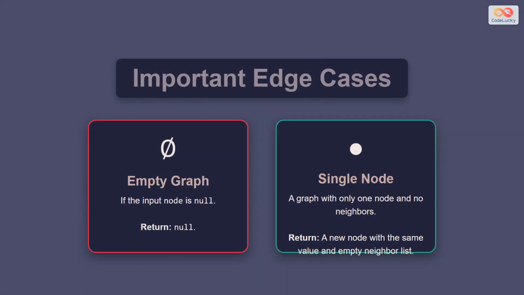Always remember your edge cases. What if the graph is empty? The input node will be null, so we should return null. What if there is only one node? We just return a new node with no neighbors. Handling these basic cases prevents unnecessary crashes.